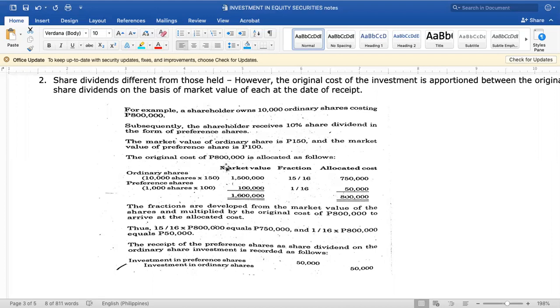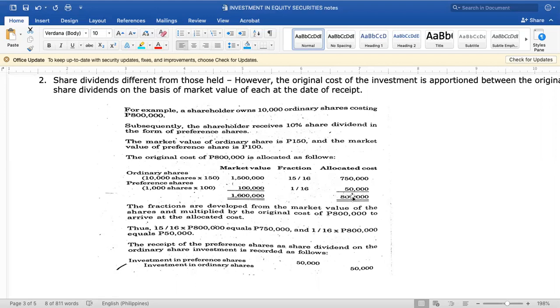So ay nahitabo, we have 10,000 original ordinary shares. Pila ang fair value? That's 150. Therefore, the market value is 1,500,000. The preference shares nga gi-issue sa atoa is 10%, di ba? So that is 1,000 of the original 10,000 ordinary shares. So nakuha nato 1,000 preference shares times the market value of 100, which is 100,000. So the total market value is 1,600,000.